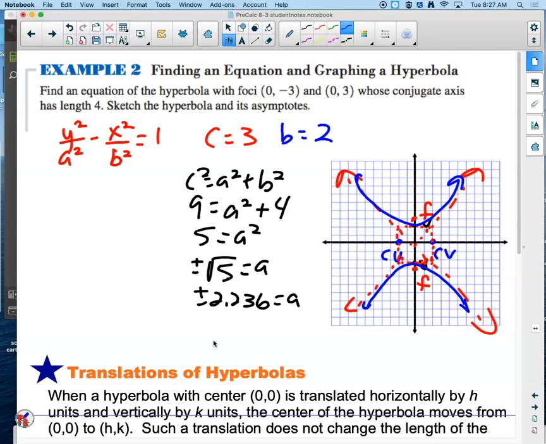Well, let's see if we can write it. So we have y squared over, well, the square root of 5 squared would be 5. Minus x squared over 4 equals 1. So there we have the first part of this problem done. Find an equation of a hyperbola foci at 0, -3, 0, 3, whose conjugate axis has length of 4. We sketched it. The one thing we didn't do yet is the asymptotes.